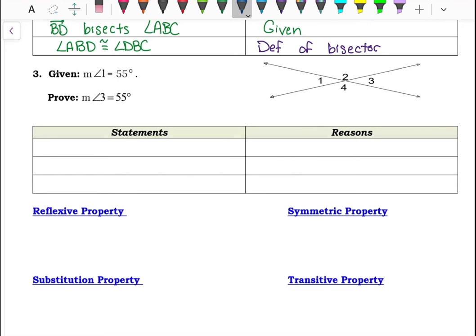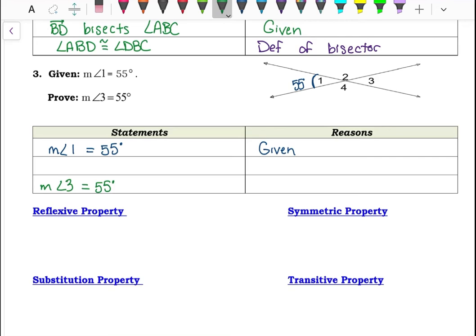Okay, number 3, we got our given. We're told the measure of angle 1 is equal, not congruent, equal to 55 degrees. That is my given. So I've got angle 1 and it's 55 degrees. I'm going to try to prove that the measure of angle 3 is also 55 degrees. So I need that middle step and the reason, and I also need the last reason. I've got angle 1 is 55.